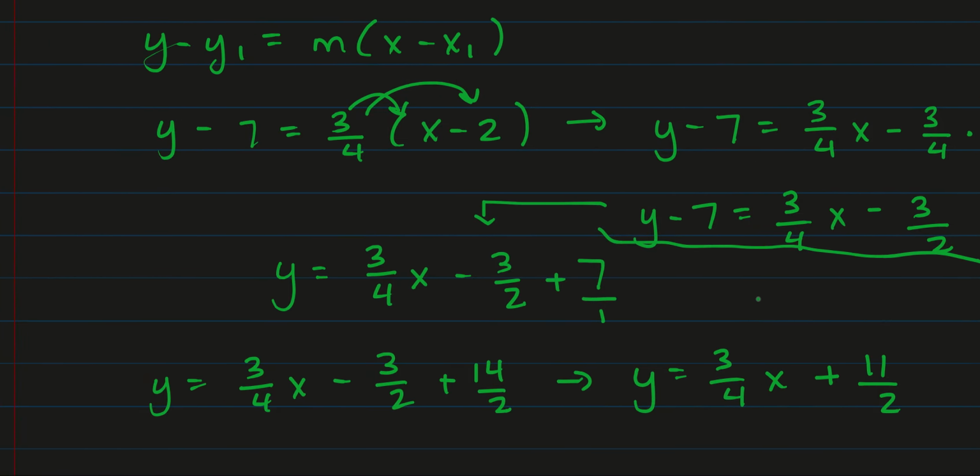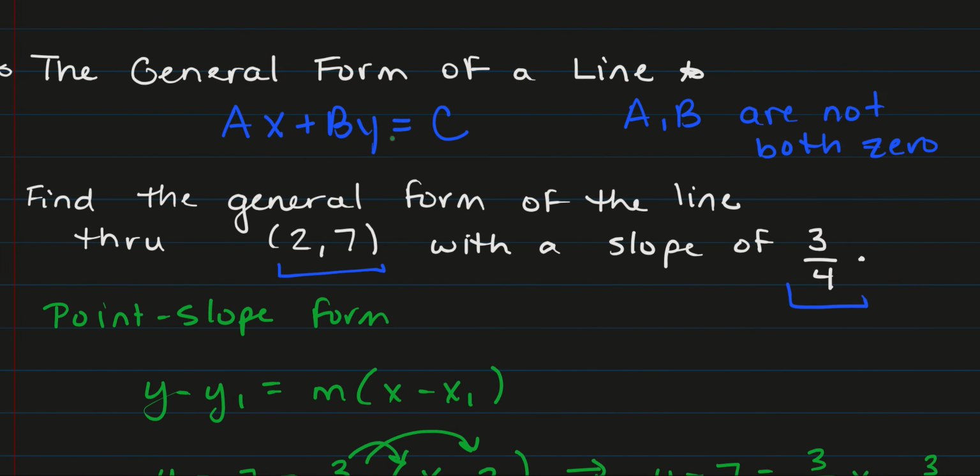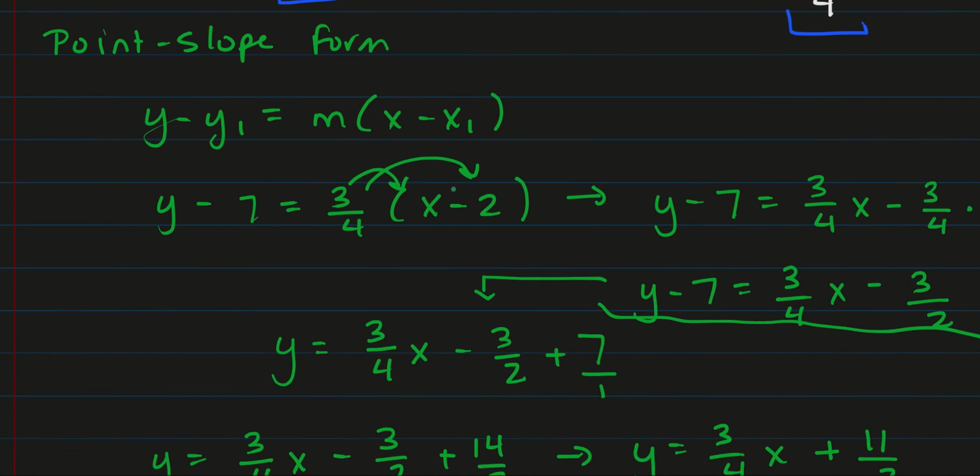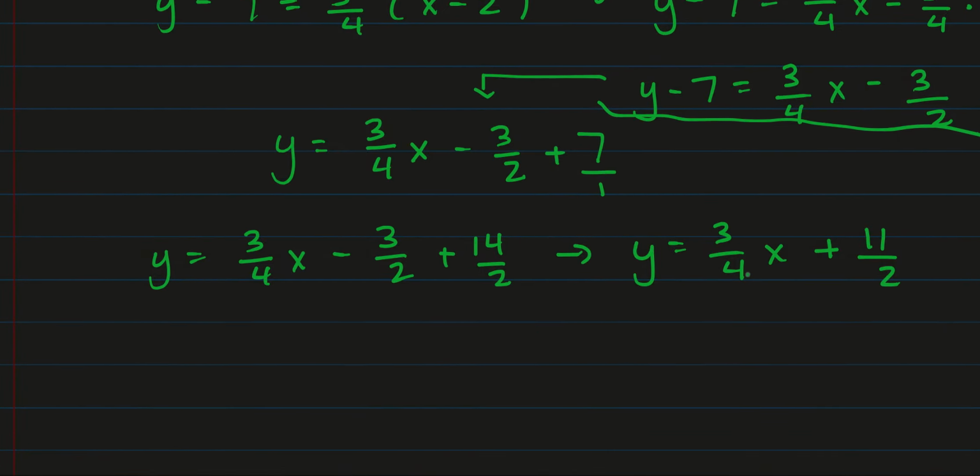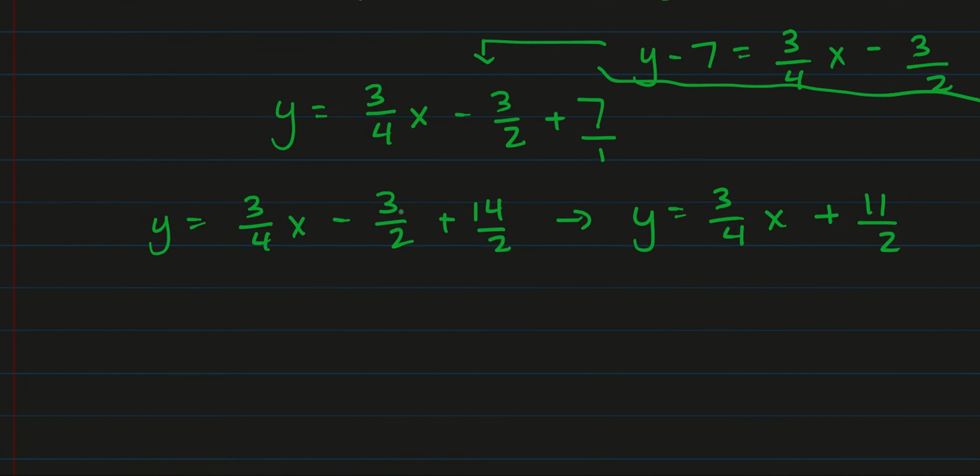Now, to put this in general form, this a and this b and this c, they're all real numbers, okay? So maybe we should put that over here. A, b, and c are real numbers. Just a and b can't both be 0. So what I need to do is get the x and the y on the same side and then just the number by itself. So look back at this line right here. Let's move this 3/4 x to the other side. So we have negative 3/4 x plus y is equal to 11 over 2.